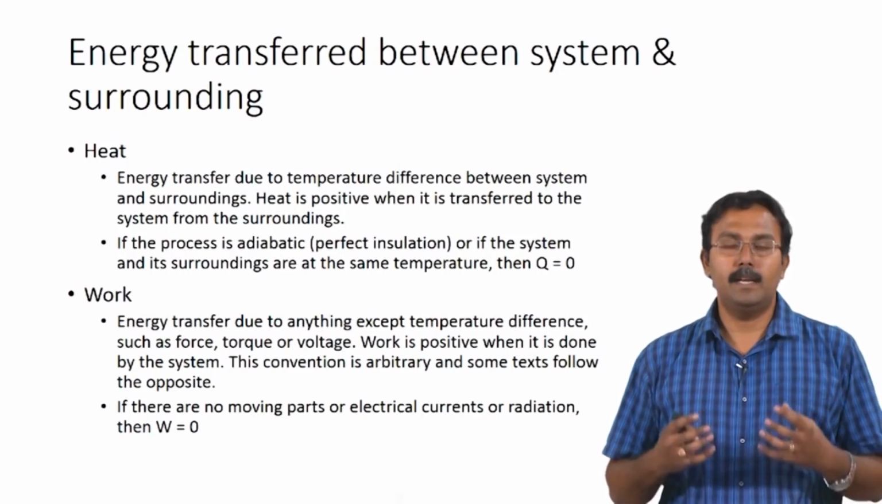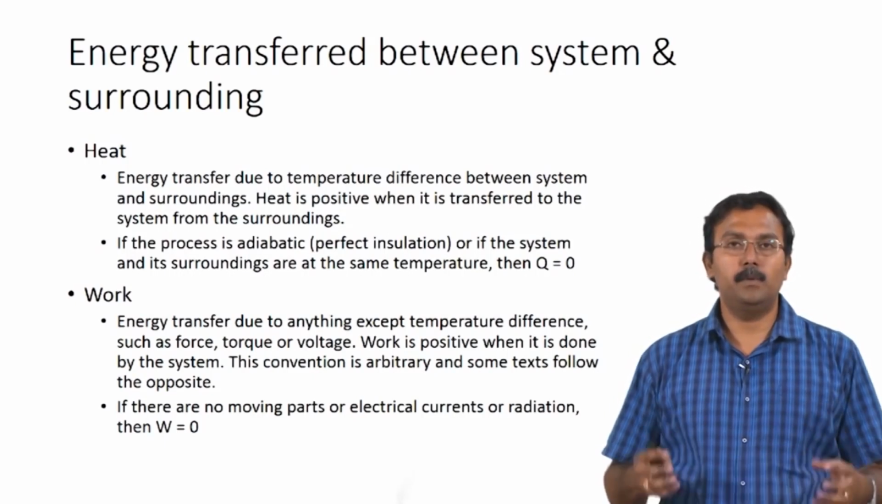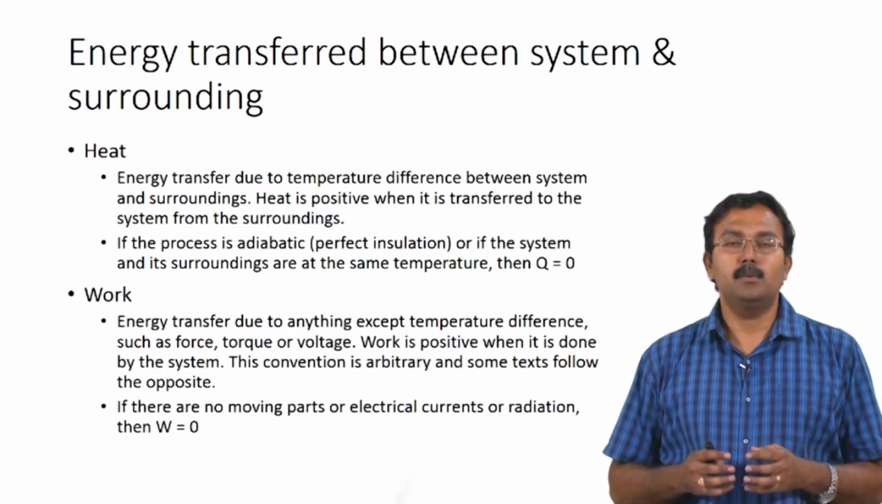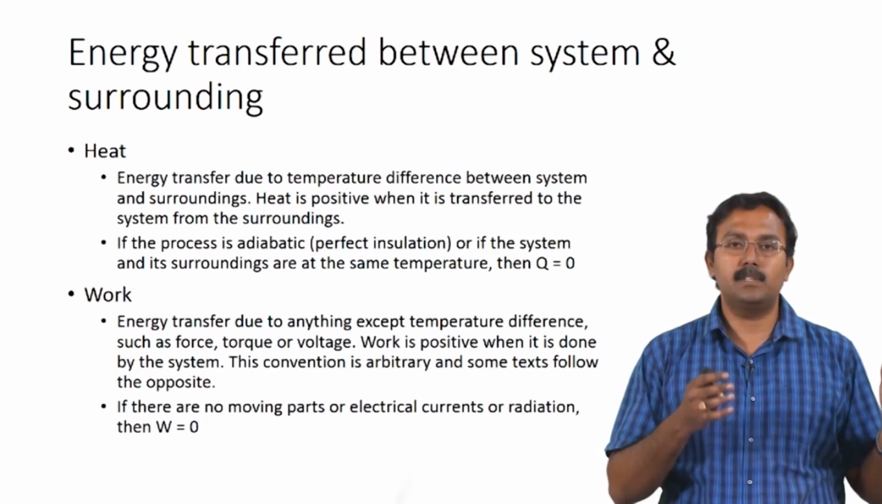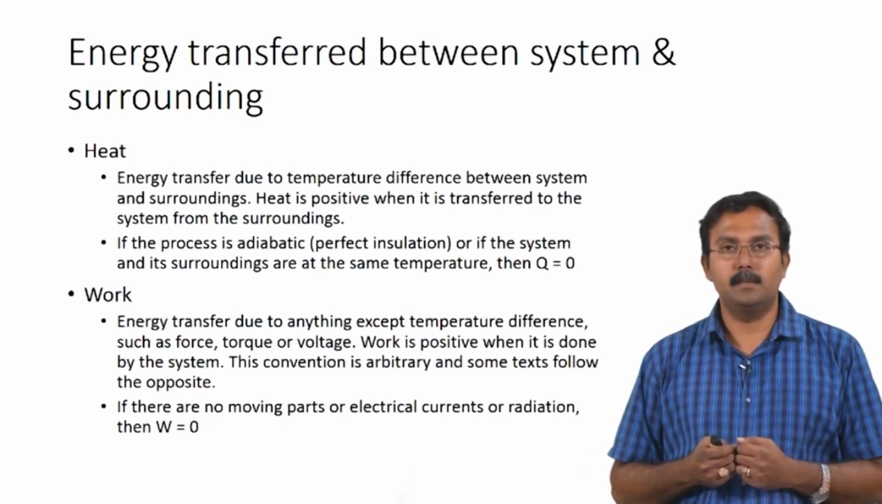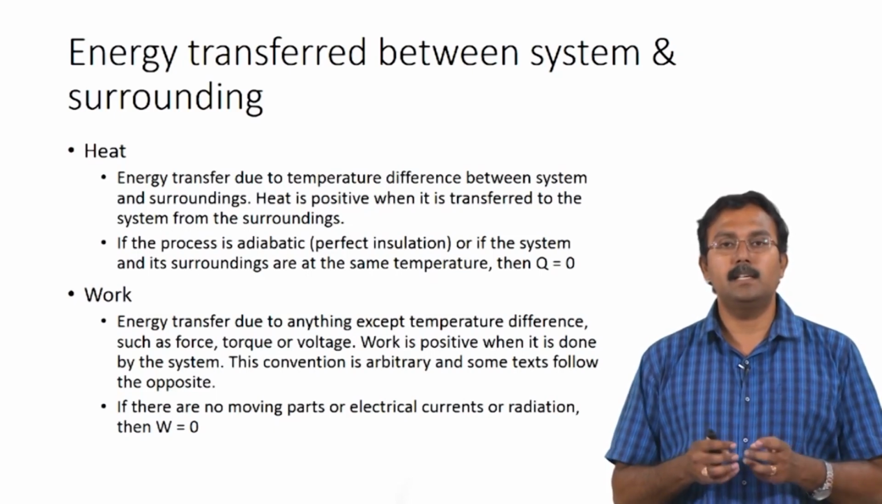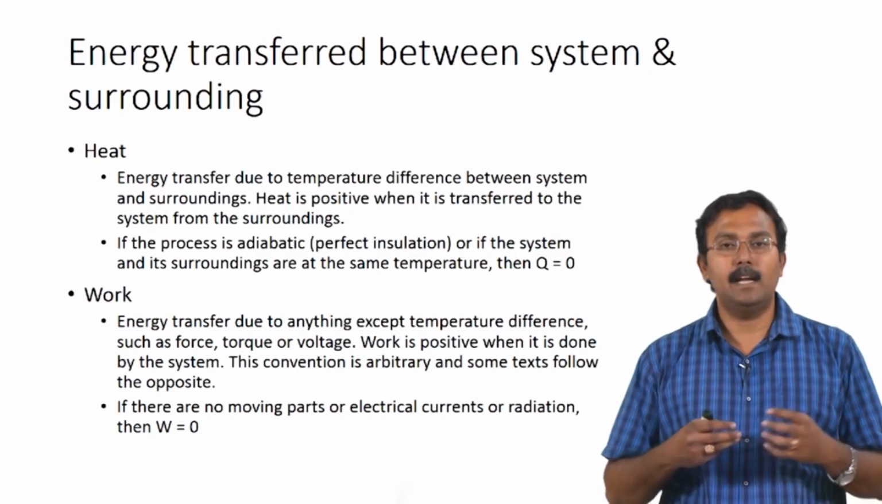When we talk about energy balances, there are different types of energies which we look at while we are balancing them. So, we can broadly classify them as two things: energy which is transferred between the system and the surroundings, and the energy which is possessed by the system itself. We will first look at the energy which is transferred between the system and the surroundings. This would be the heat and work.